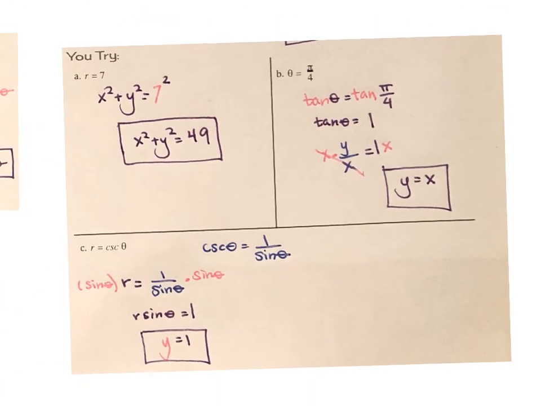All right, so trying these out, the first equation is x squared plus y squared equals 49. For letter B, that is just y equals x. And then letter C, that is y equals 1.